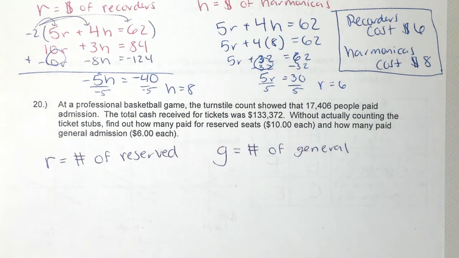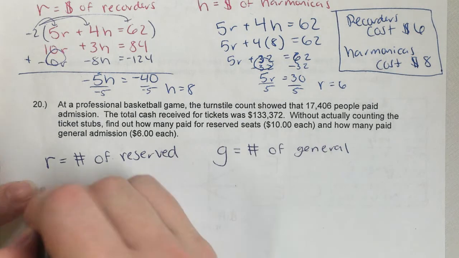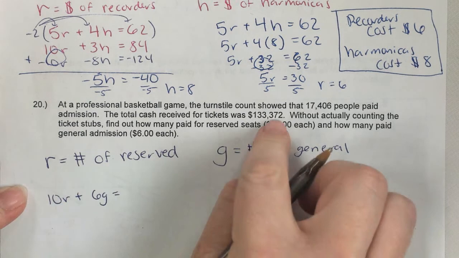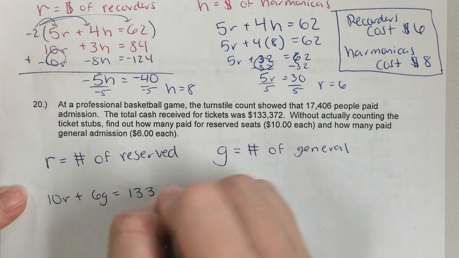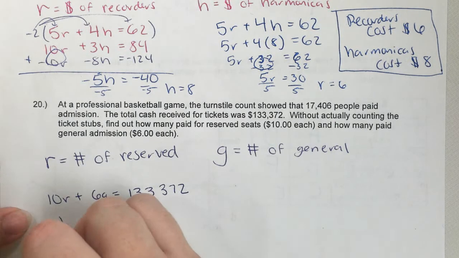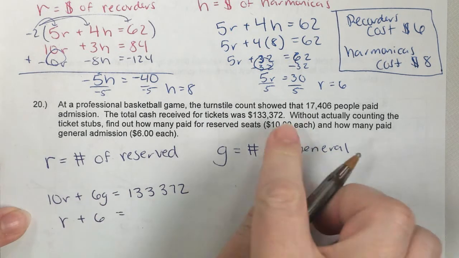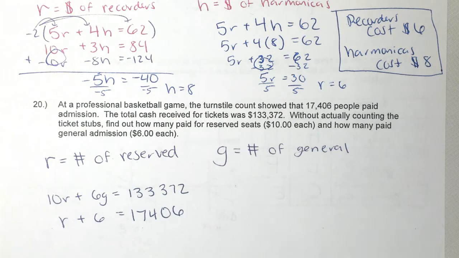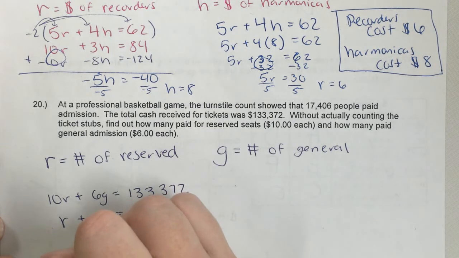So remember, money goes with money goes with money. So reserved seats were 10, so 10R plus 6G equals my total money, which is $133,372. Okay, and then the amount goes with the amount goes with the amount. Well, these represent the amount, so R plus G equals my total number of tickets, 17406. That's a G, not a 6.